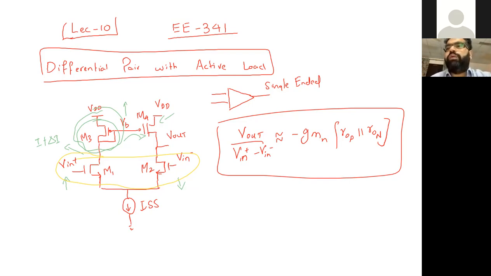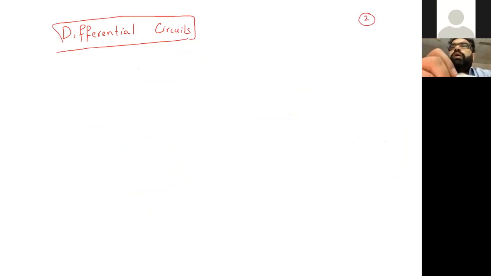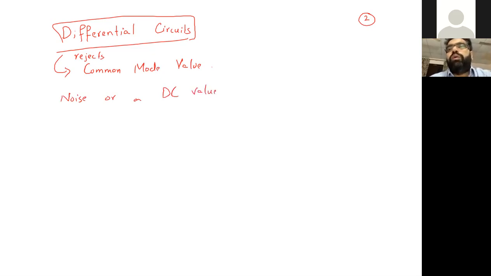Moving forward, what we're going to cover in today's lecture is again related to differential circuits, one of the main topics we are interested in. The beauty of the differential circuit, which we mentioned, is that it cancels out the common mode value. So diff circuits reject the common mode value. And what was the common mode value? A noise signal or a DC value. Since it is applied to both inputs, it cancels out. That is one of the main benefits of the differential circuit.